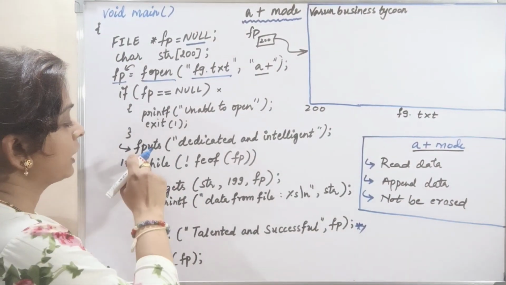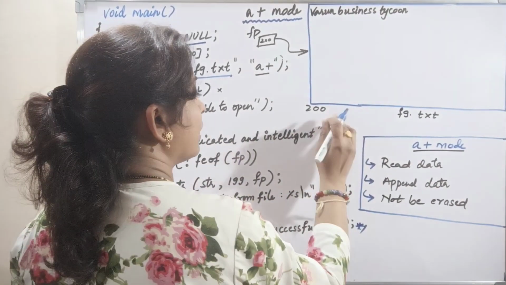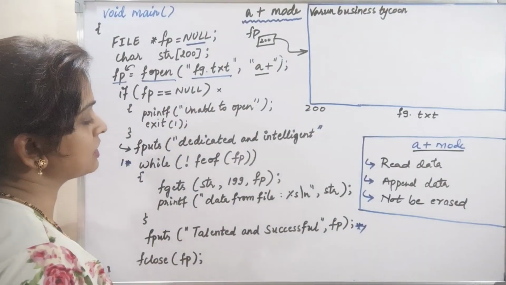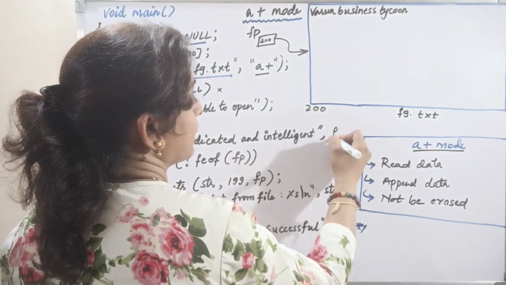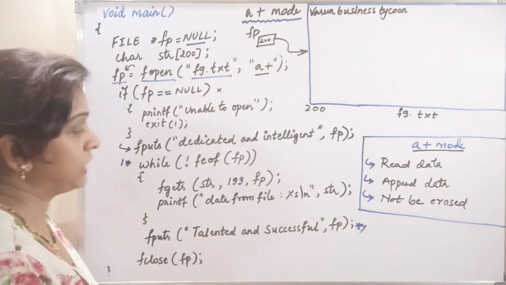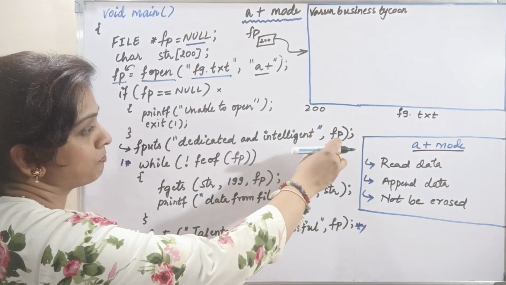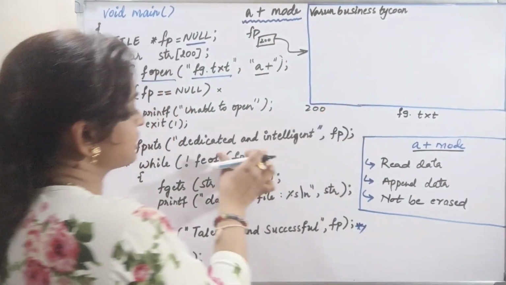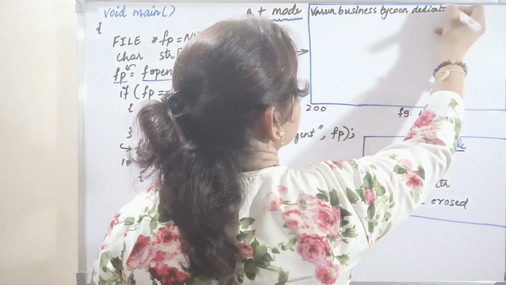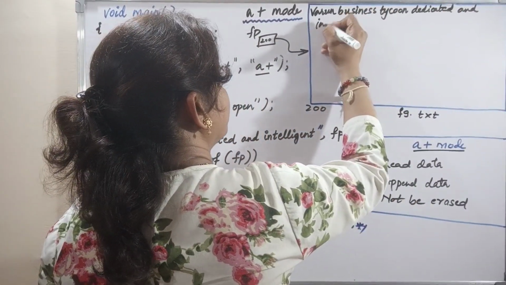Now, fputs adds some content to the file pointed to by the file pointer FP. So what is the new content? "Dedicated and intelligent." And I'm trying to store that to the file pointed to by file pointer FP. So fputs this string to the file pointed to by FP. FP is pointing to 200, so this content will be added here. So it is "dedicated and intelligent." Well, it will be added to the same line. Well, I don't have space, so I am writing here.